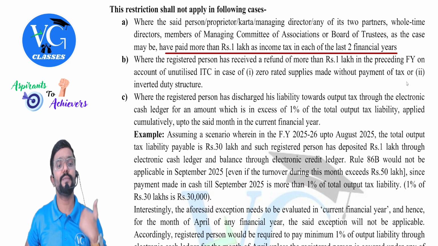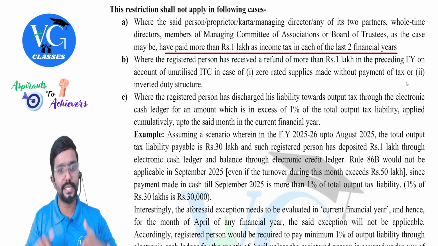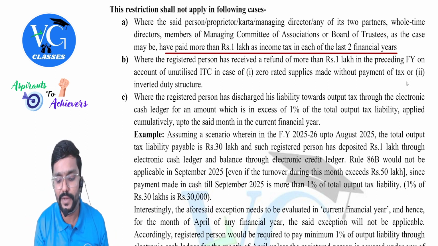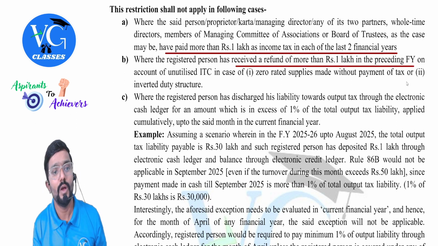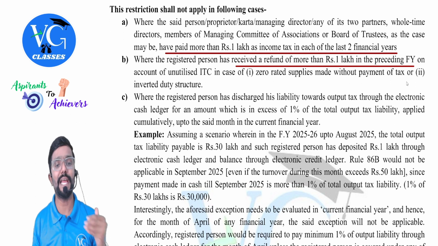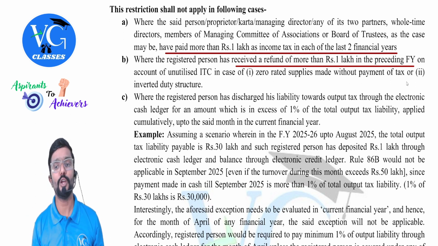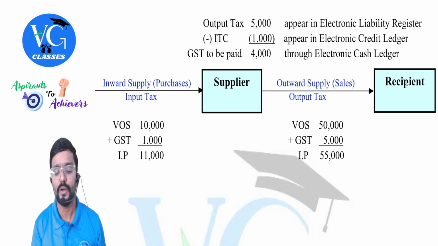Now they have given one point with respect to GST also. What is it? Where the registered person, meaning under GST, has received a refund of more than 1 lakh in the preceding financial year on account of unutilized ITC in case of zero rated supply made without payment of tax or inverted duty structure. Guys, simple. Listen here. Okay, let me explain.